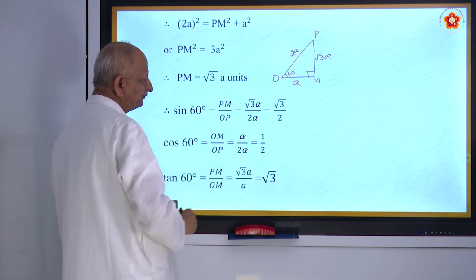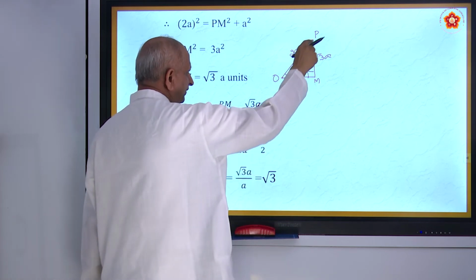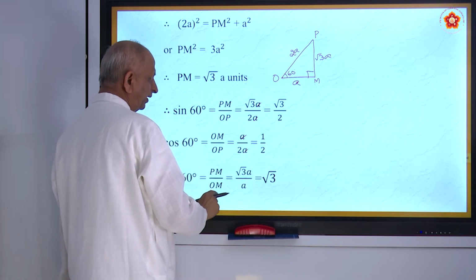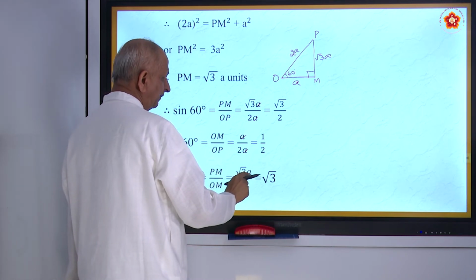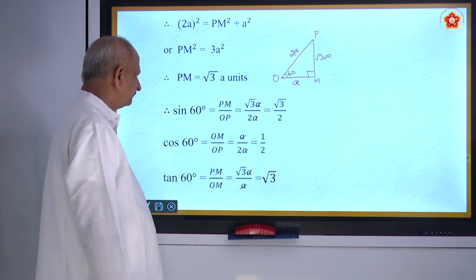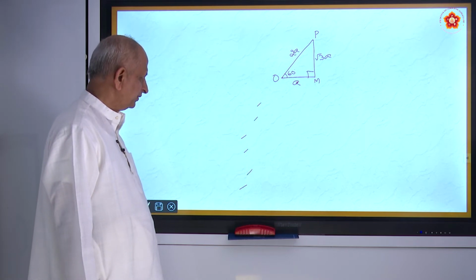Tan 60. Tan 60 is Y by X. Opposite side by adjacent side, PM by OM. So root 3A by A. So A cancels, you get root 3. And all other ratios are reciprocals of this.